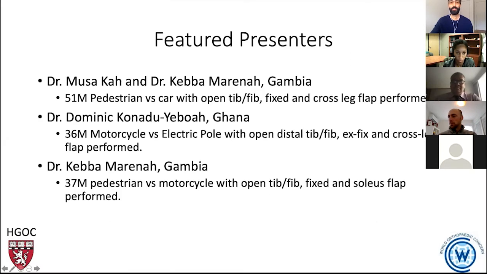For the next session, we'll have 3 case presentations, all of which involve some form of soft tissue reconstruction in the setting of an open tibia fracture. To start off, I'd like to invite Dr. Ka again to present his case, which involved a cross leg flap. Dr. Ka, are you available to do that?